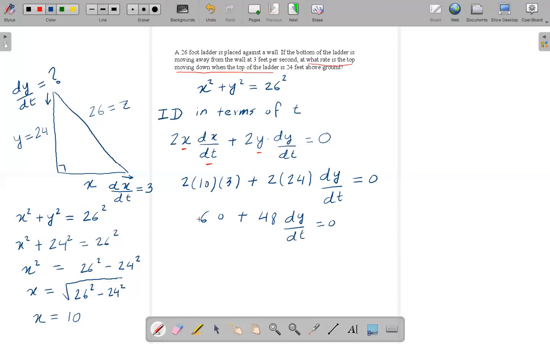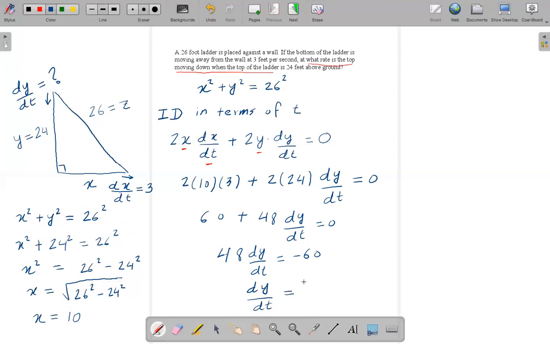So here I can move this to the other side. 48 dy over dt is equal to negative 60. So dy over dt is negative 60 over 48.